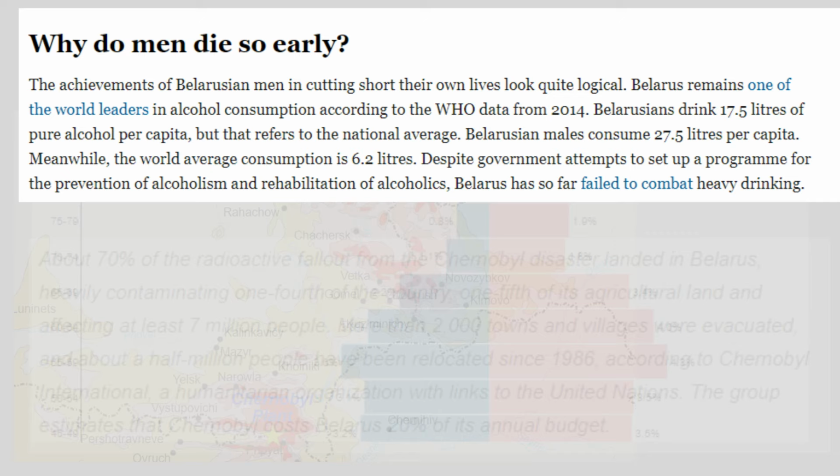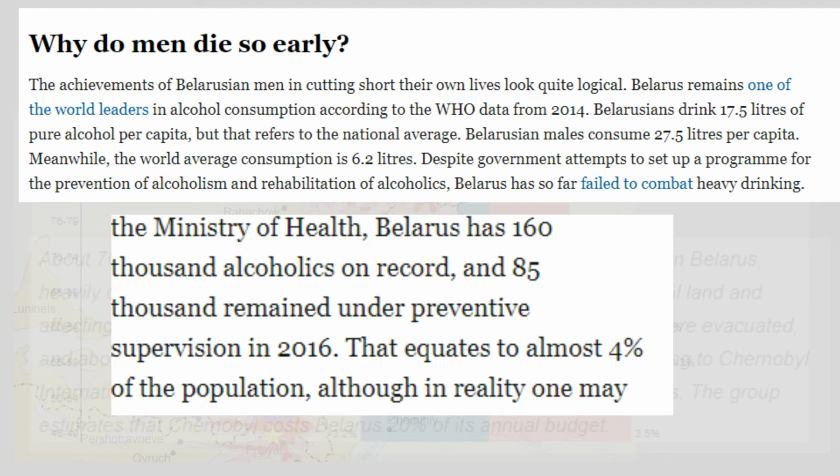In Belarus, the average person drinks 17.5 liters of alcohol per year, whereas the world average is going to be 6.2. So you're already looking at these people drinking 3 times the limit. However, males consume even more than the average. Males are going to be consuming 4.5 times the amount of alcohol that the average person in the world consumes. So heavy drinking, especially targeting males, that's going to be a problem.